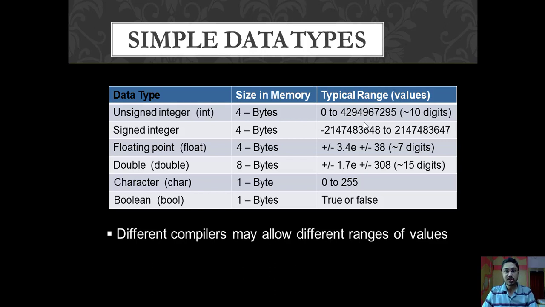The reason this range is bigger is that we are not considering the negative range. So this particular type, unsigned integer, will only focus on the positive range. So you will get more capacity in the positive range. But if we have to deal with the negative range also, then we will use signed integer. Or we can use only integer. If you are using only integer, by default they are signed integers.